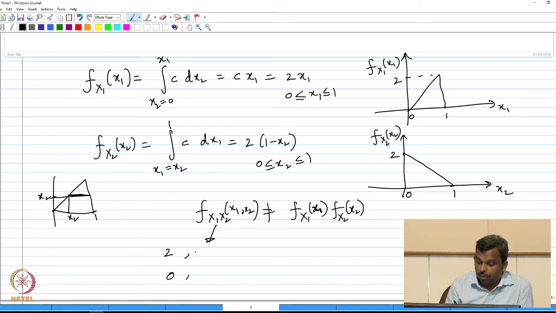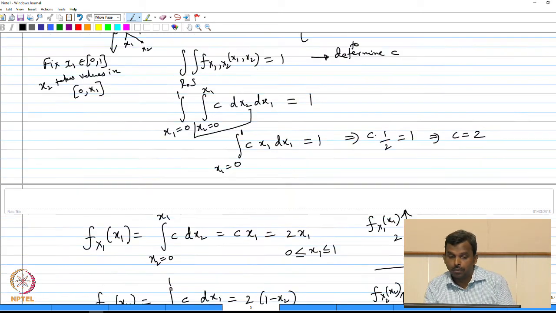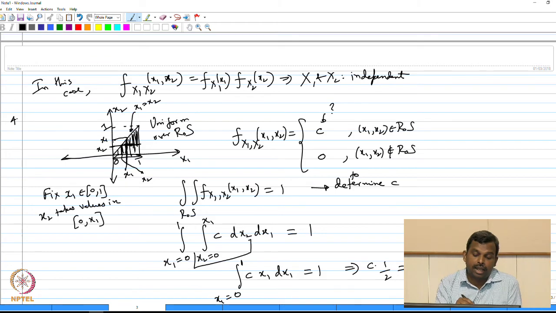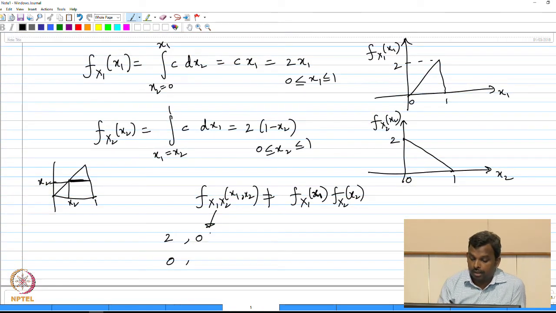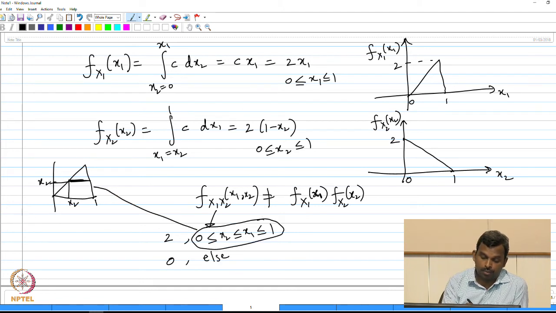What is the region of support? You have to describe it carefully here. So this is one way to write it. Think about why this is true. For every x1 you fix, x2 lies from 0 to x1, right? So one way to write this is to say 0 less than or equal to x2 less than or equal to x1 less than or equal to 1, and 0 else. Okay, so this is a succinct description of the region of support.